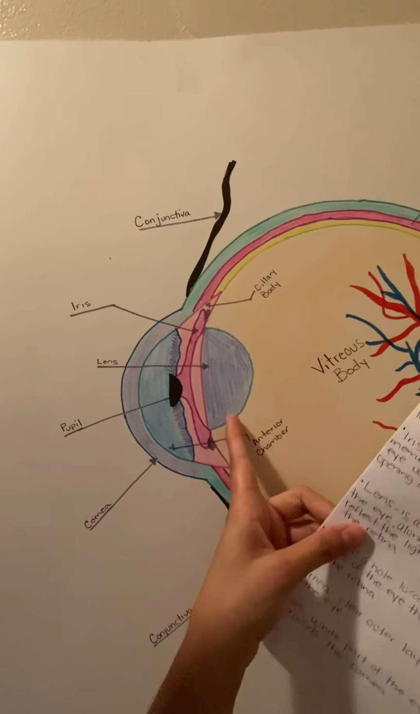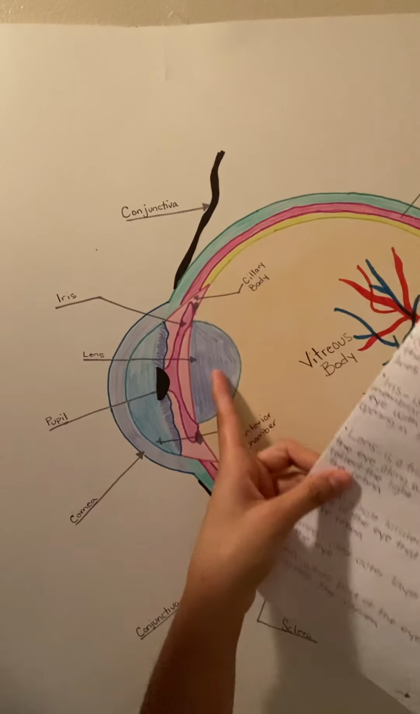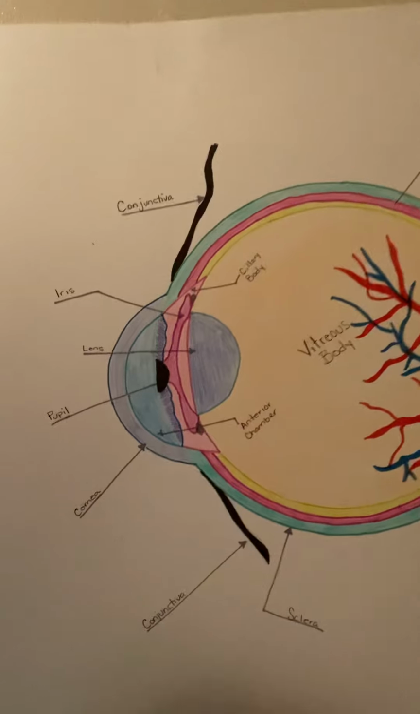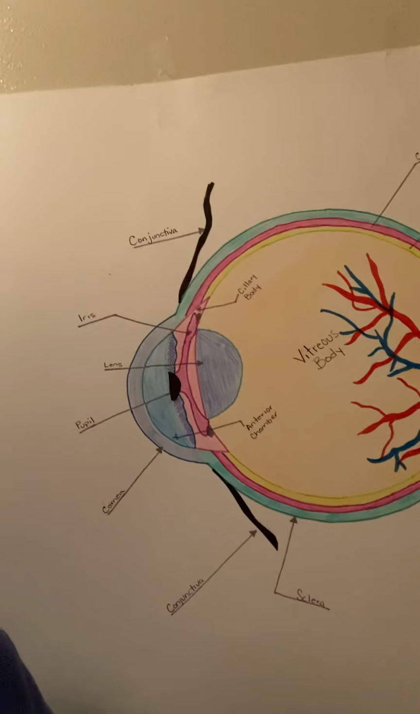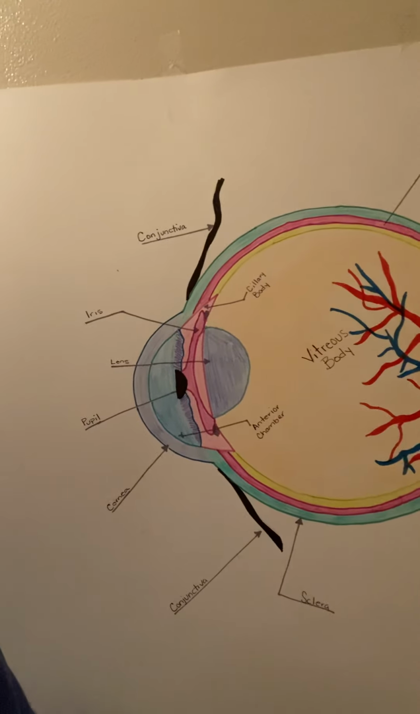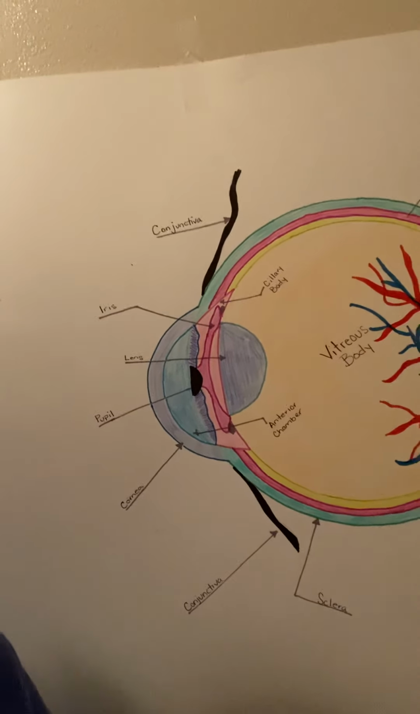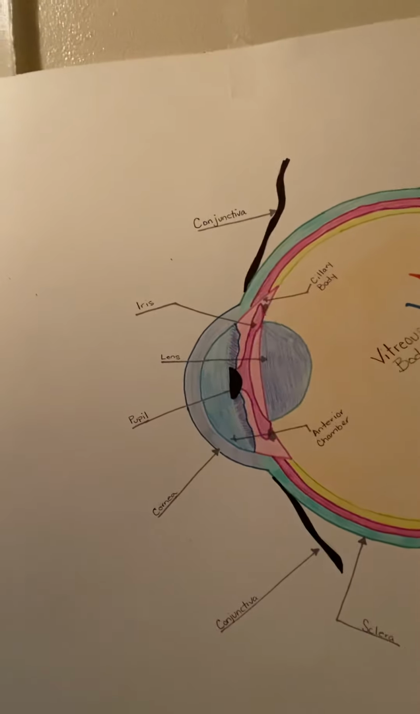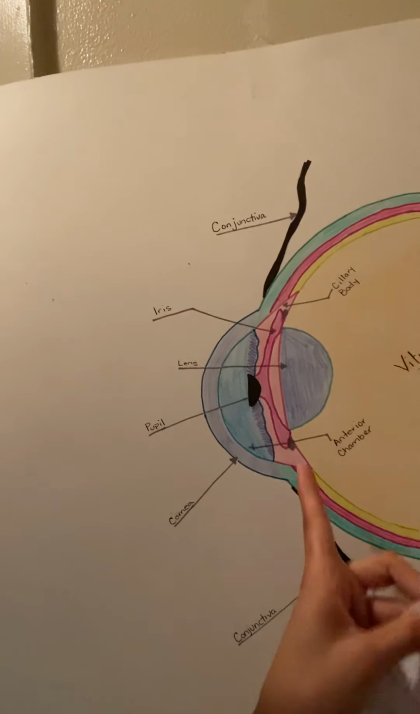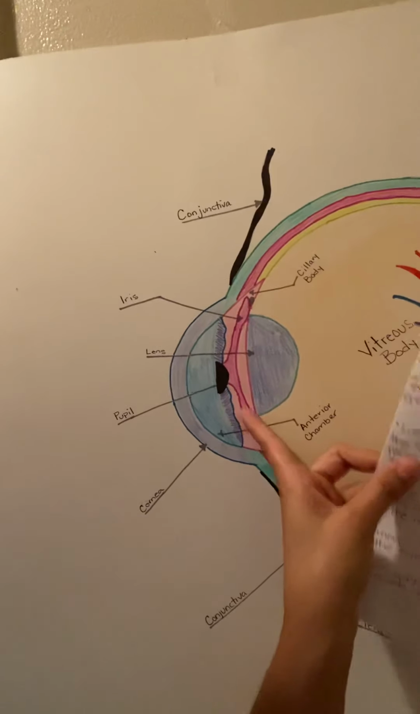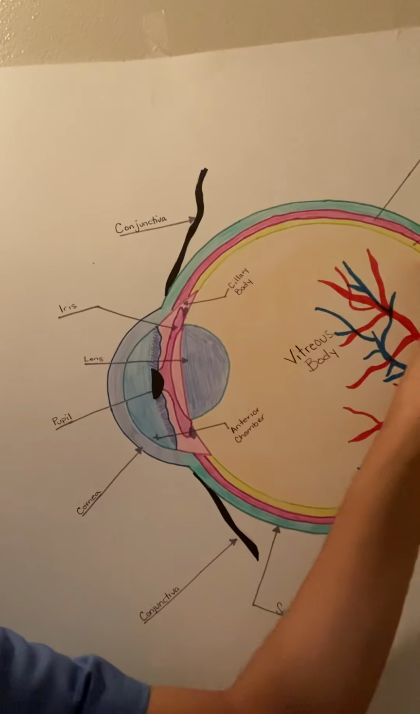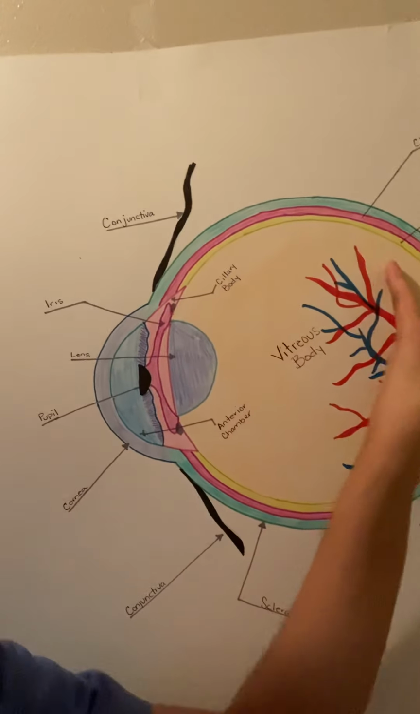Next, we have the lens, which is this area in here. The lens serves as a transparent structure in the eye that, along with the cornea, helps refract the light to be focused onto the retina. And people think the retina is in front of the eye near the pupil, but it's actually this membrane all around the eye.